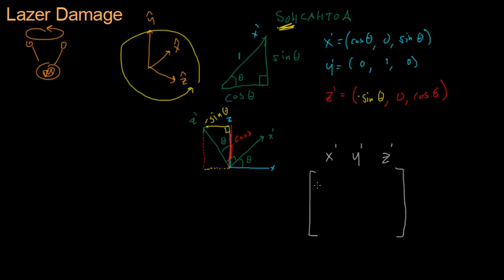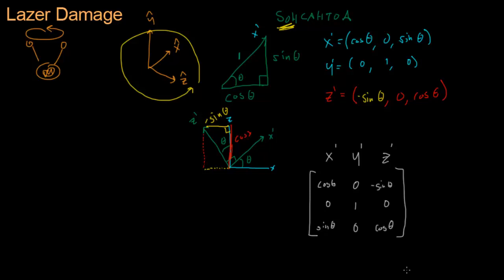So we're going to put our x basis vector down the left column. That'll be cosine theta, 0, sine theta. And then our y vector is going to go down the middle column, 0, 1, 0. And then our z vector is going to be negative sine theta, 0, cosine theta.